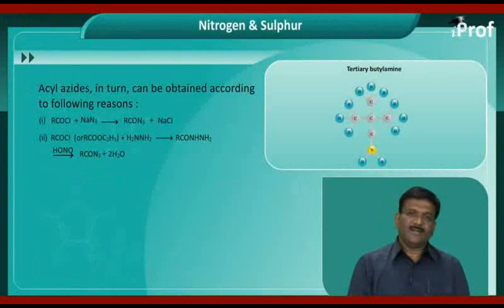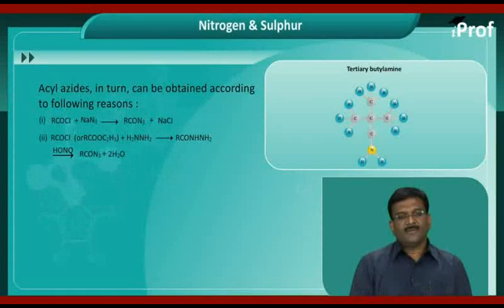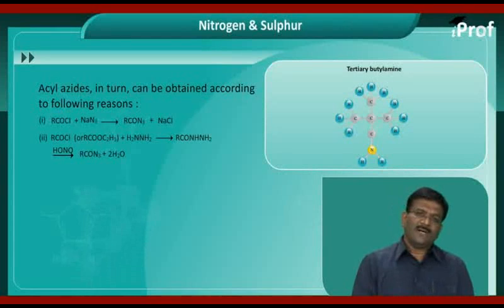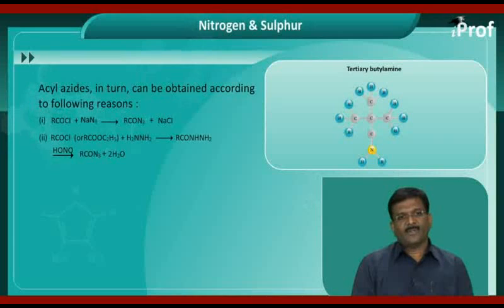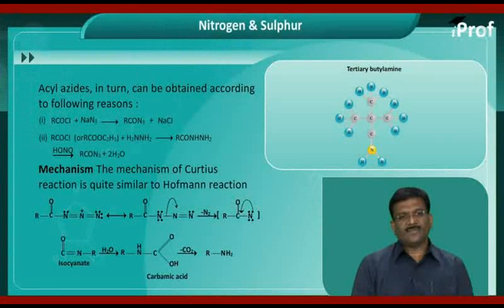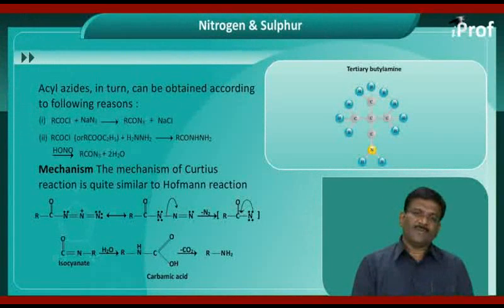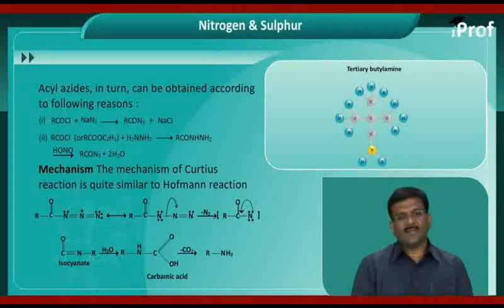Acyl azides in turn can be obtained according to the following reactions. Acid chloride, that is RCOCl, plus NaN3 gives RCON3 plus NaCl. The next, RCOCl or acid anhydride plus hydrazine, this is NH2NH2, gives RCONH2, which on further reaction with nitrous acid gives RCON3 plus 2H2O.